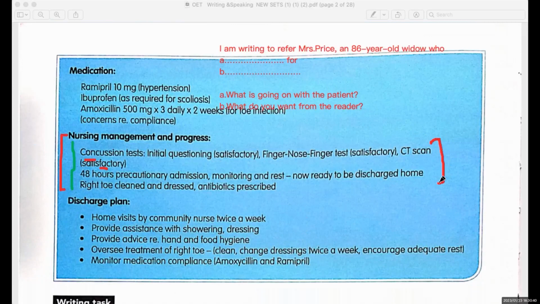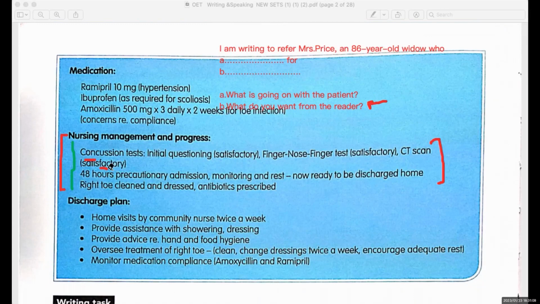Basically, out of all these headings that have been given to you, nursing management and progress is the best option if you take road number one. Road number one is what is going on with the patient. Now, road number two, remember? What is going on with the reader? What do you want from the reader? From a reader, let's imagine you want a home visit.